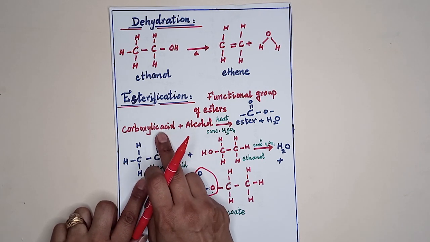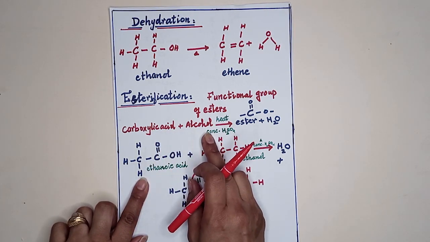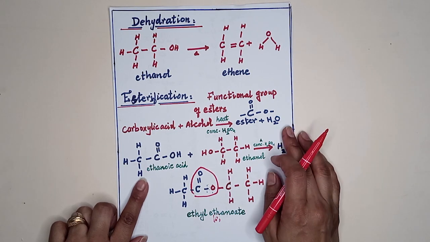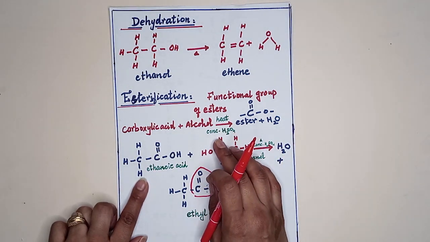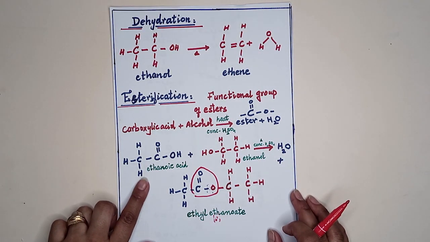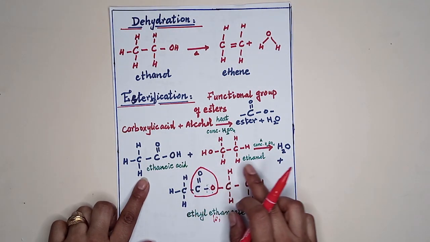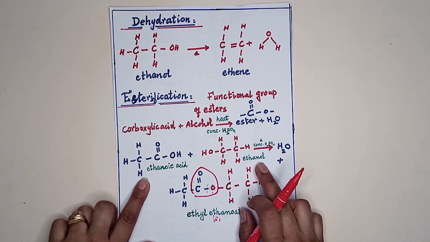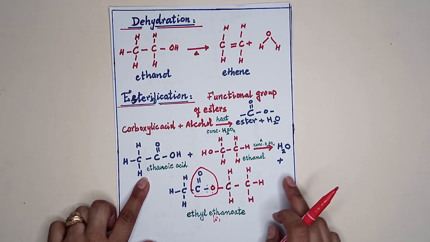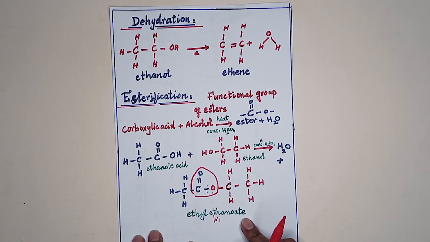When a carboxylic acid reacts with alcohols, it will produce esters and water. Heat in the presence of concentrated sulfuric acid. Ethanoic acid will react with ethanol in the presence of concentrated sulfuric acid to give us water and ethyl ethanoate.